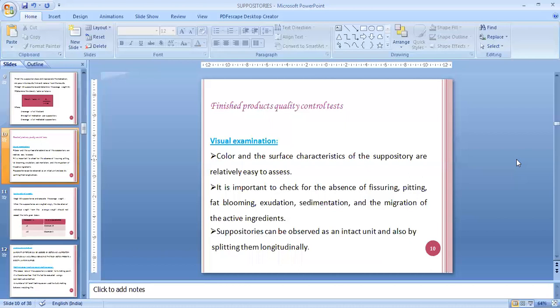And also it is important to check for the absence of fissuring, pitting, fat blooming, exudation, sedimentation, and migration of the active ingredients. So suppositories can be observed as an intact unit and also by splitting them longitudinally.